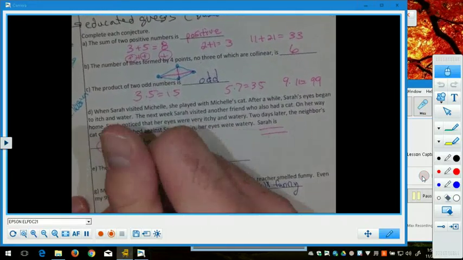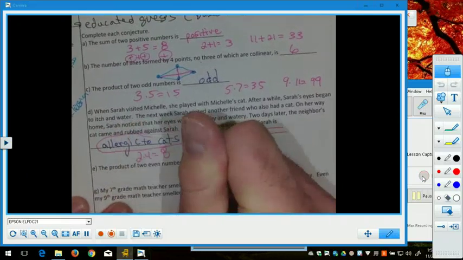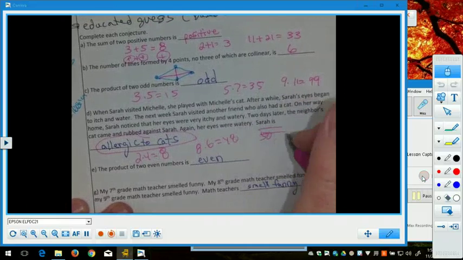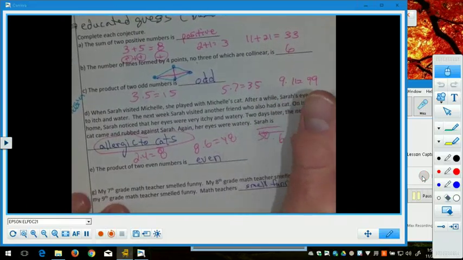Product of two even numbers, so maybe you did 2 and 4, or 8 and 6, or 50 and 6.